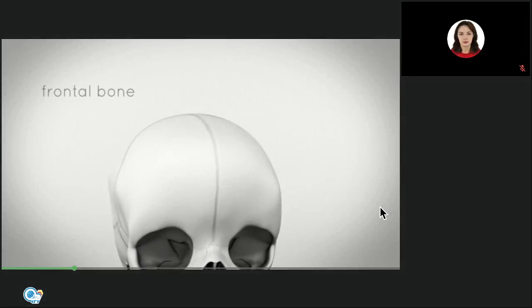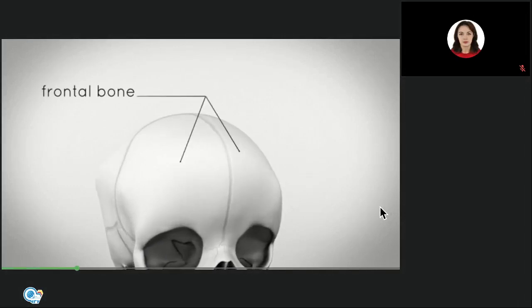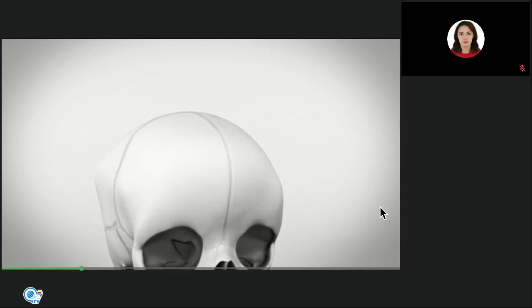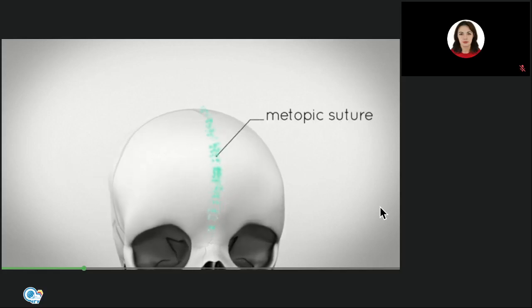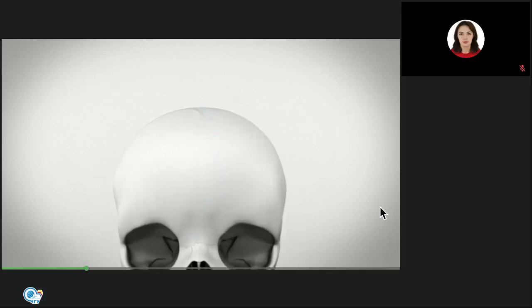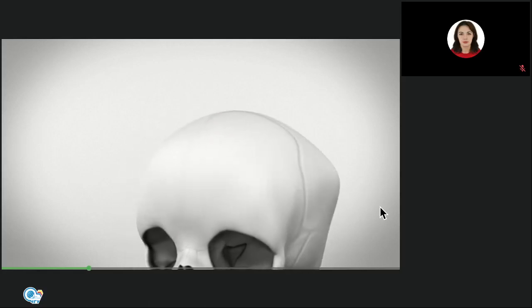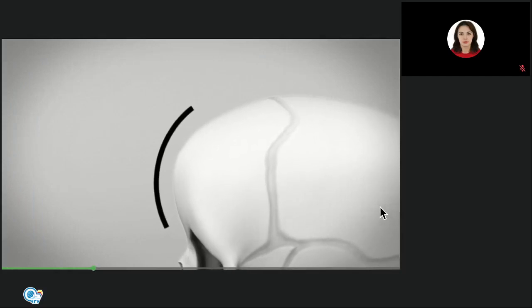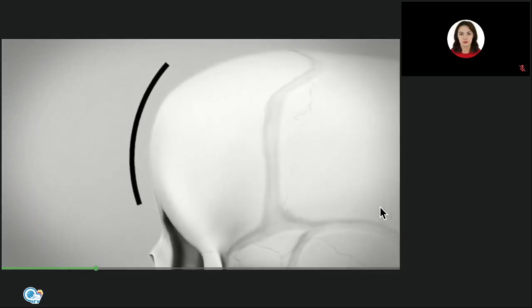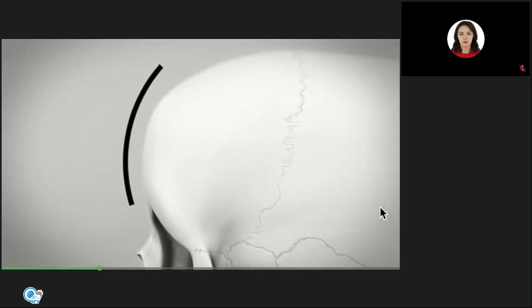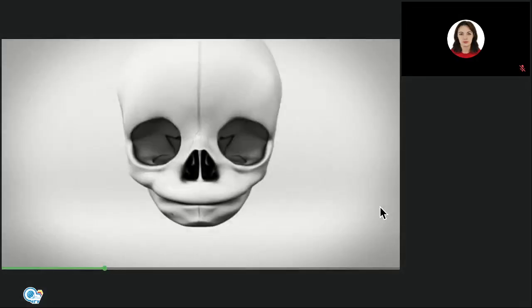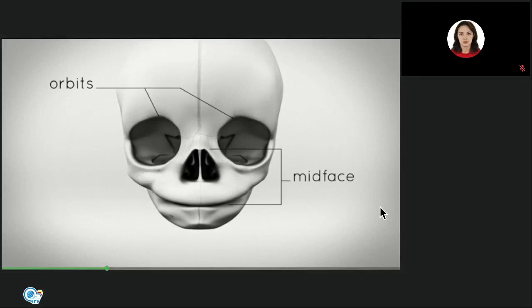At birth, the frontal bone consists of two bilaterally symmetrical halves. Within the first 8 months, the metopic suture fuses, forming a single frontal bone. To accommodate the rapid growth of the brain in the first 3 years, the frontal bone becomes more arched. As this growth slows, the forehead becomes less bulbous. Below the frontal bone are the orbits and the mid-face.